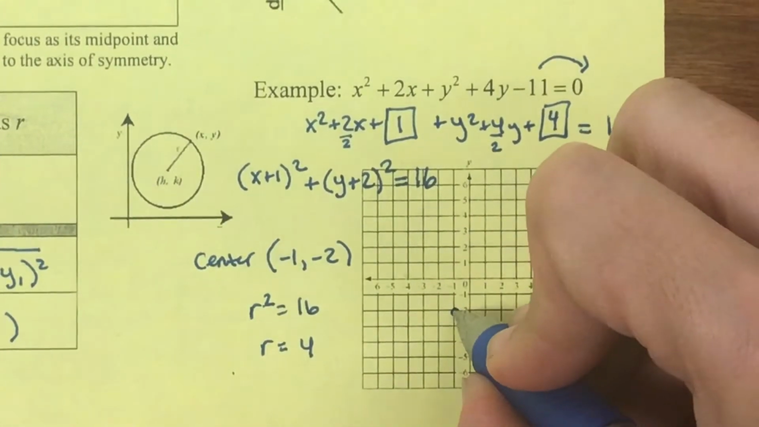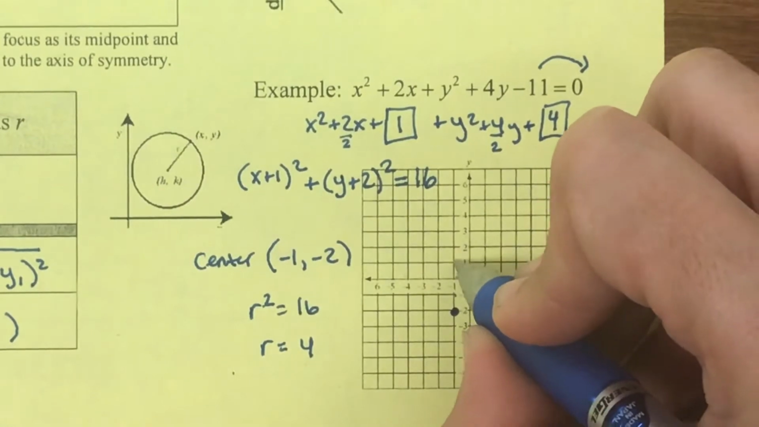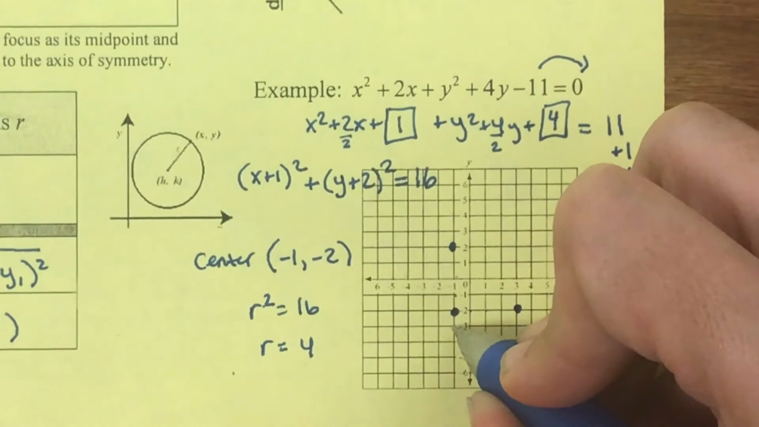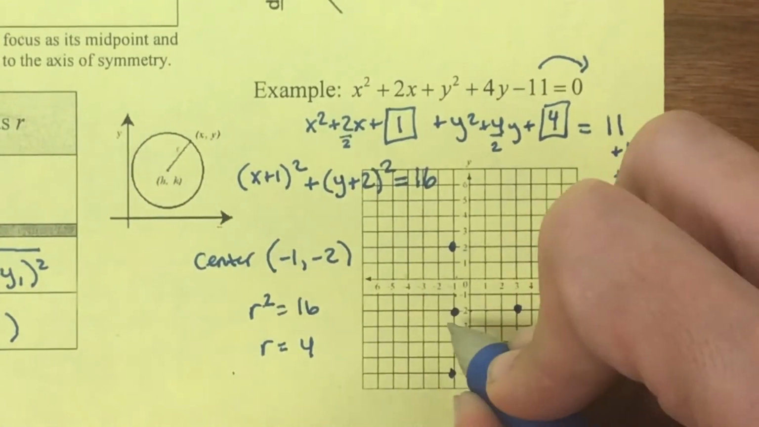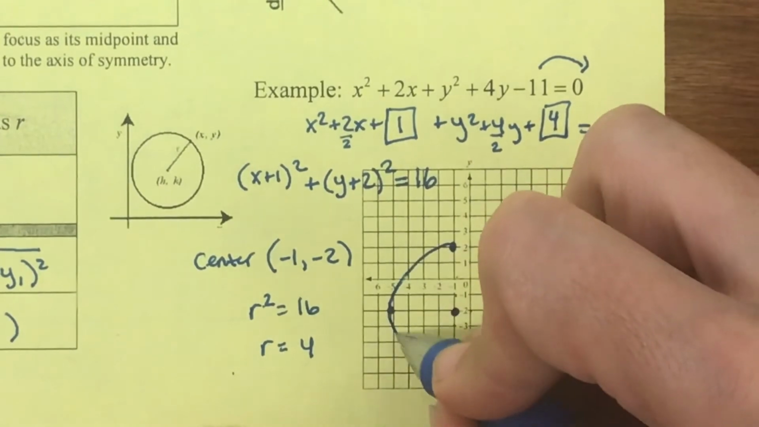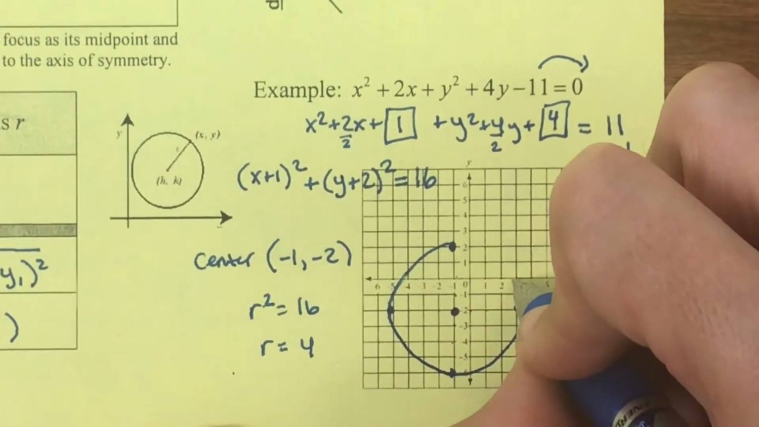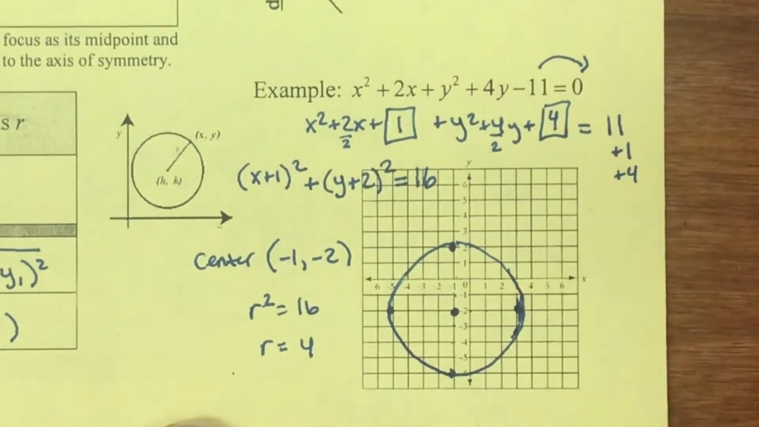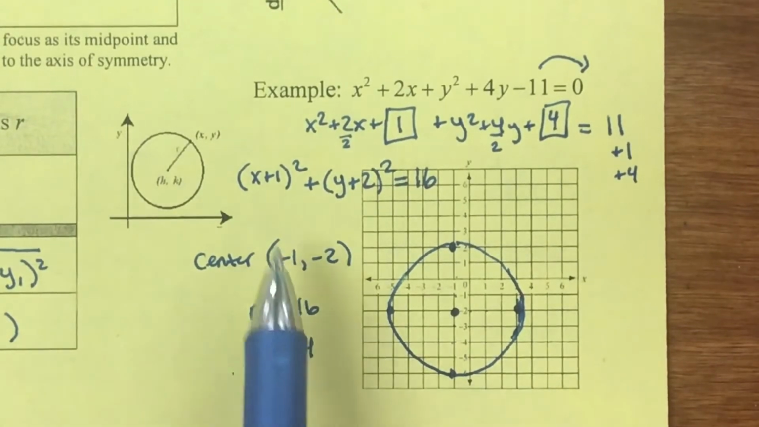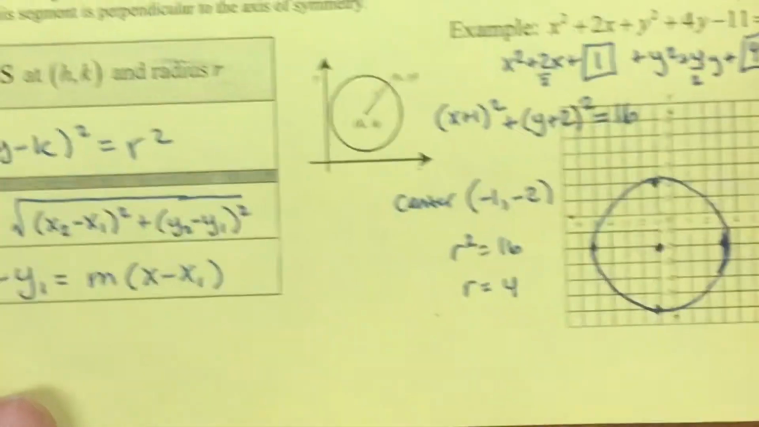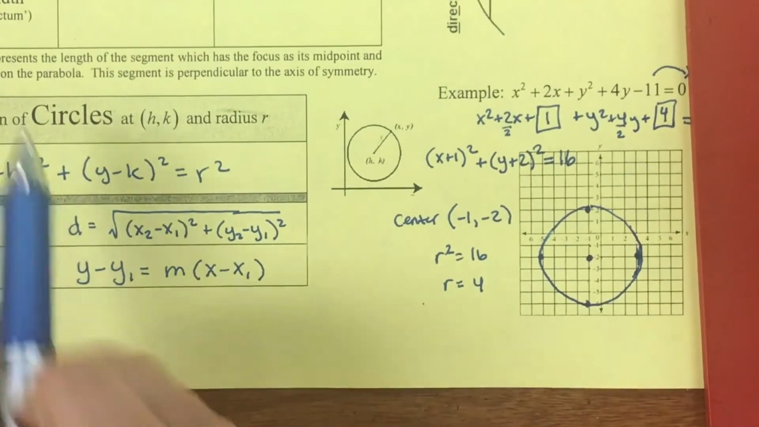So that means from the center, I'm going to go up 4, 1, 2, 3, 4, right 4, 1, 2, 3, 4, down 4, 1, 2, 3, 4, and left 4, 1, 2, 3, 4. And then we can, oops, I missed it, yikes, should go through. And there we have our circle, because we were able to put it in the form that we are looking for.